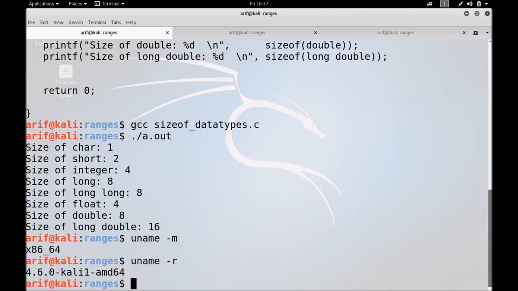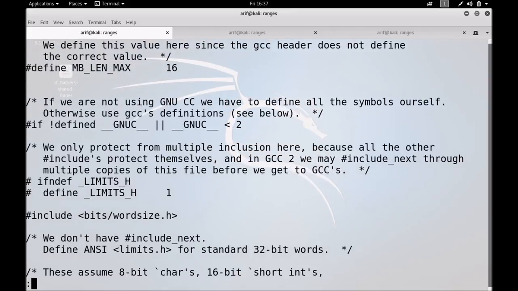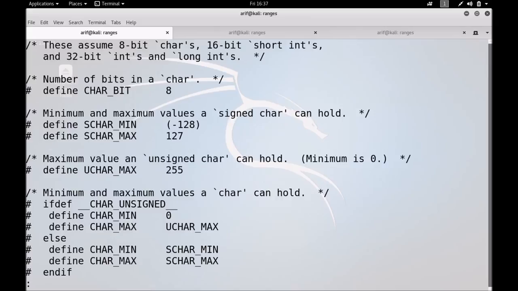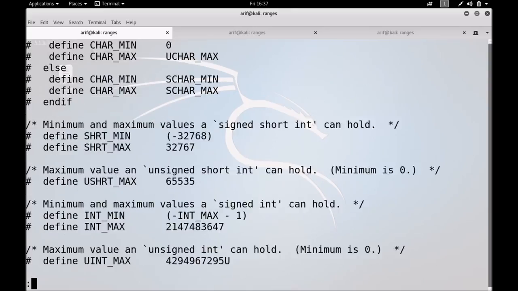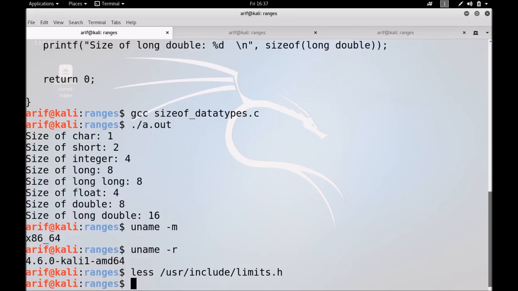As far as the compiler is concerned, it looks for the header file limits.h. Let me get that for you. /usr/include/limits.h, and over here you can go through this file and find out the min max values of different data types: character min, character max, and so on to short min, short max, unsigned short 65535, int min, int max, and so on. Other than looking at the file limits.h, you can use the command getconf.